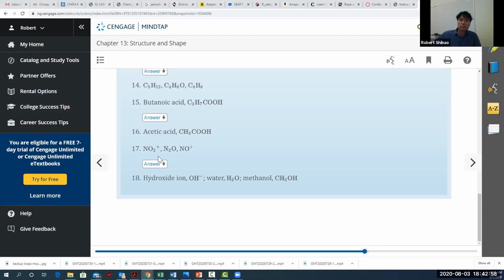All right, so NO2 plus, what we do with that one is we just do our standard: first we count up the valence electrons. So for NO2 plus, we have nitrogen with 5 valence electrons, 2 oxygens with 6 each, so that's 12 electrons. And then the plus 1 charge. Plus 1 charge is remove 1 electron. That's 17, that's going to be 16 total electrons.